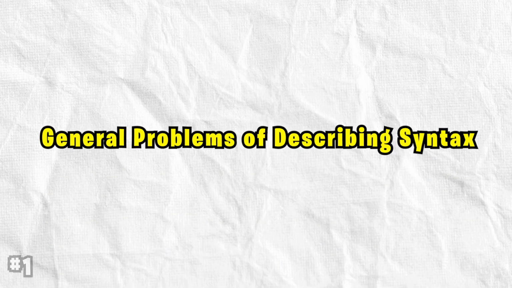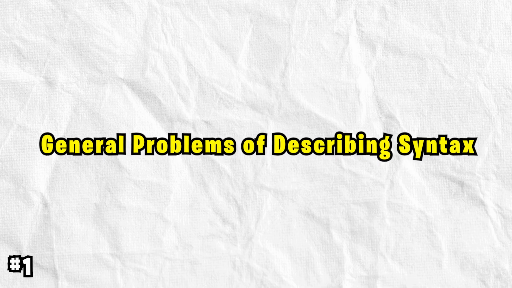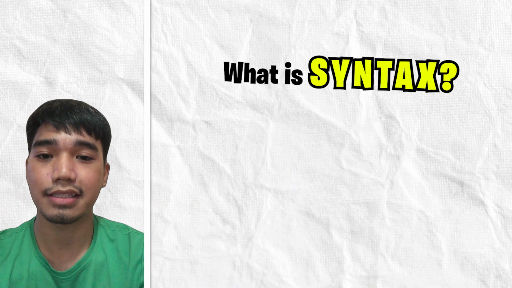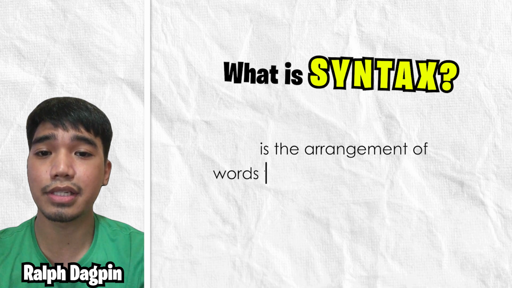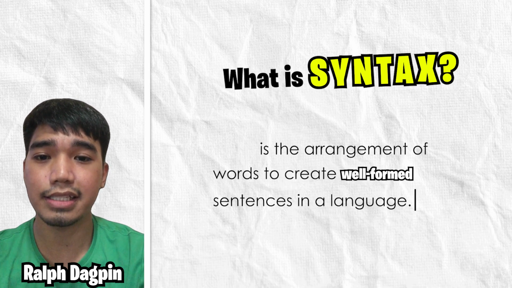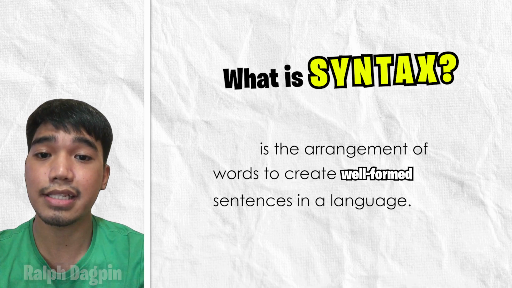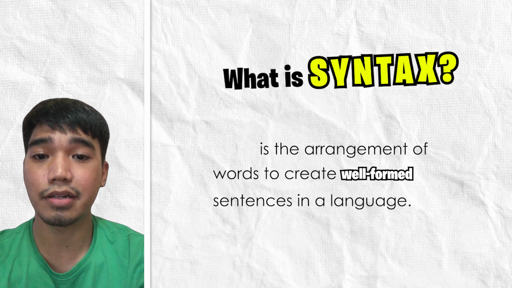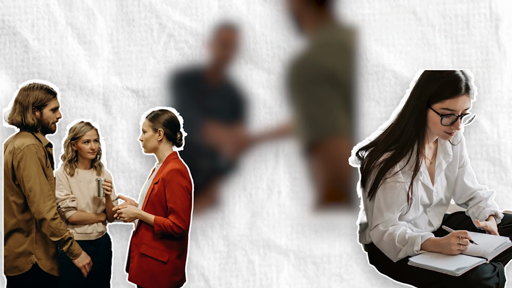The general problems of describing syntax. But before that, what is syntax? Syntax is the way that words are put together to form sentences in a language. It's like a set of rules that helps us create sentences that make sense and are grammatically correct. It's important to know what syntax is because it allows us to communicate effectively with others and to understand the meaning of what others are trying to say or write.